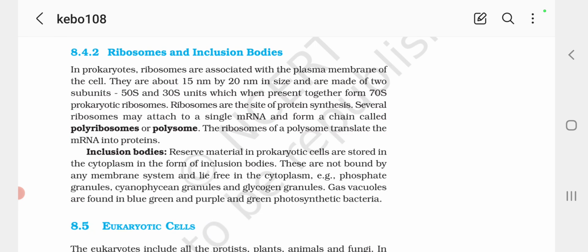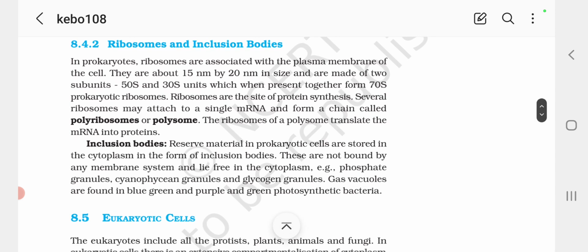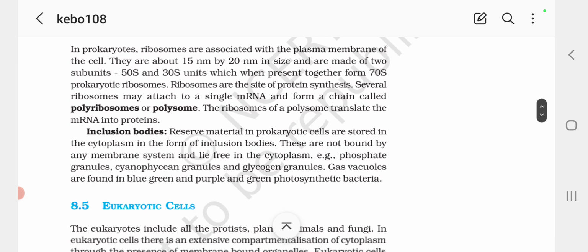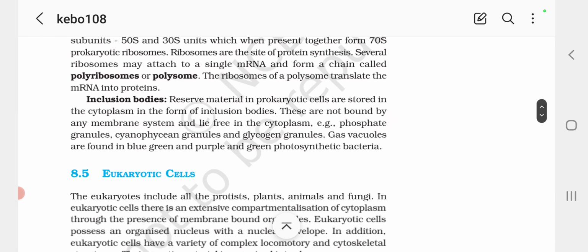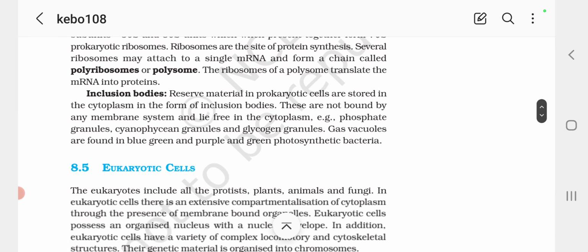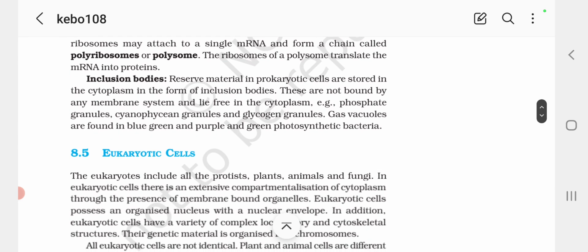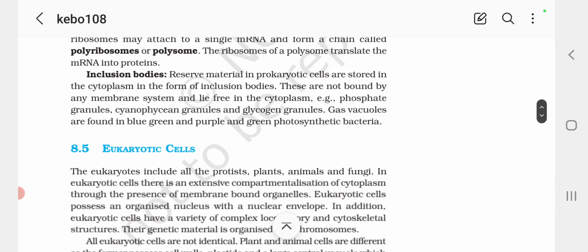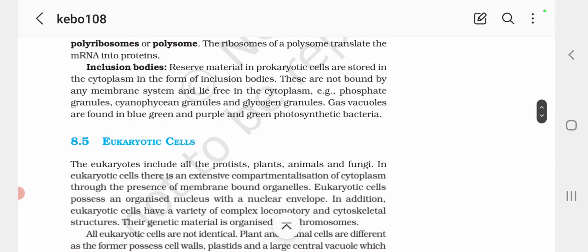In prokaryotes, ribosomes are associated with the plasma membrane of the cells. They are about 15 nanometer by 20 nanometer in size and are made up of two subunits, 50S and 30S, which when present together form 70S prokaryotic ribosomes. Ribosomes are the site of protein synthesis. Several ribosomes may attach to a single mRNA and form a chain called polyribosomes or polysomes. The ribosomes of a polysome translate the mRNA into proteins.